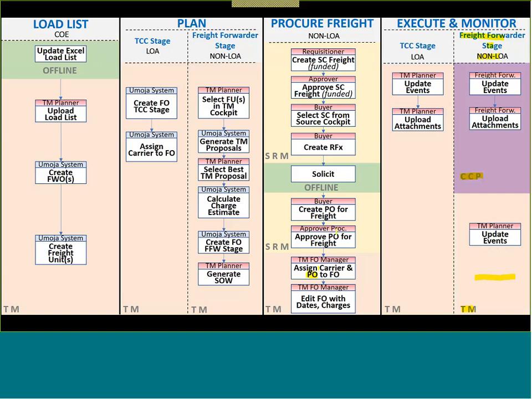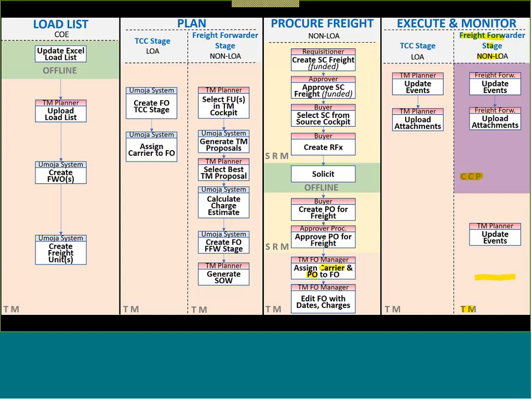Yes, so as we said, talking about the statuses, the freight order will become ready for execution at the moment we assign the carrier. At the moment we assign the freight forwarder, the freight order will be visible in the carrier collaboration portal, and the freight forwarder will be able to submit events. At this stage, we can still make changes to reflect the PO.